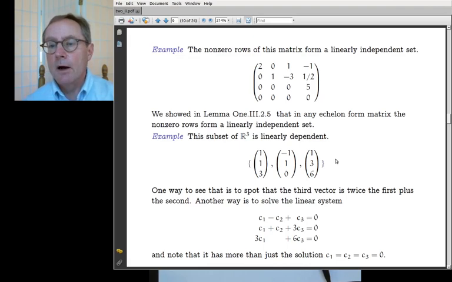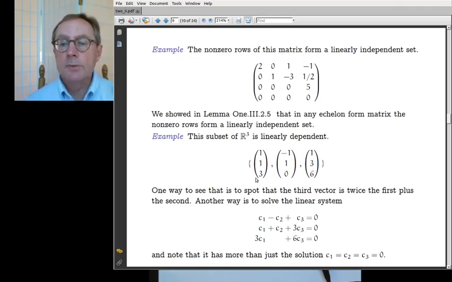This subset of R3 is linearly dependent because when you take c1 times the first plus c2 times the second plus c3 times the third, you get a linear system, and it has more than just the trivial solution. Whoops, excuse me, more than just a trivial solution. So that's the only case.